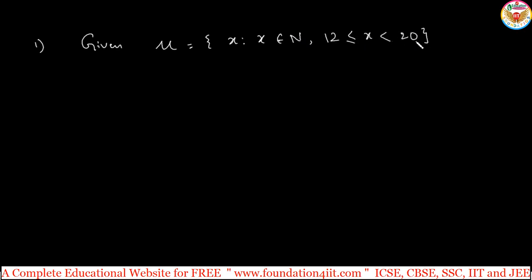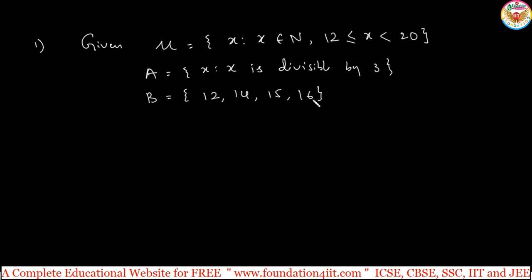Let me take one question, to see how questions will come based on the Venn diagram. Given the universal set is X such that X belongs to natural numbers, 12 less than or equal to X less than 20, and set A is X such that X is divisible by 3, and set B is 12, 14, 15 and 16. Now draw the Venn diagram to show the relation between the given two sets, A and B.